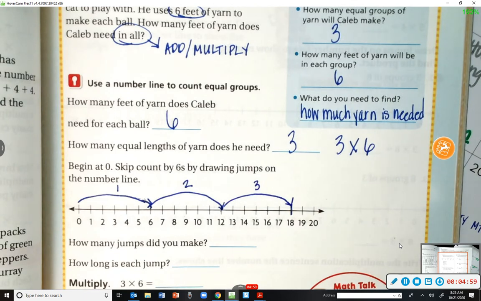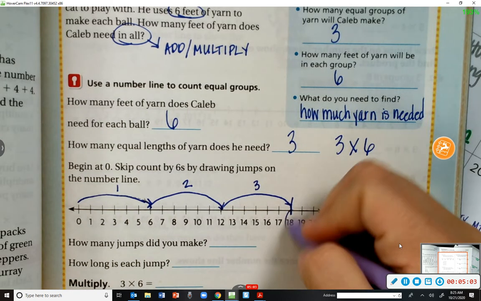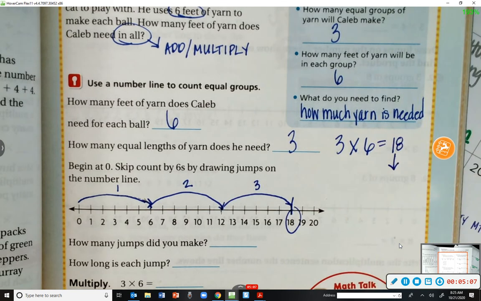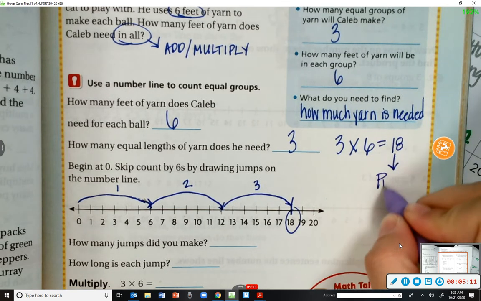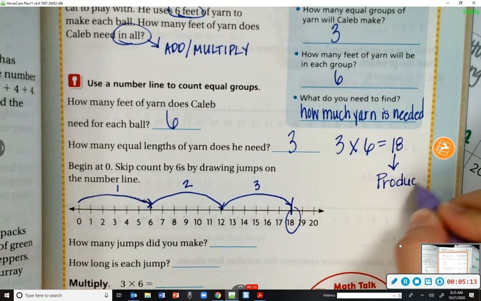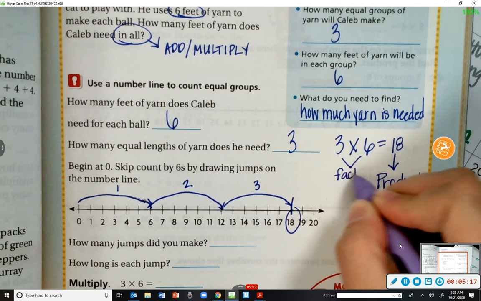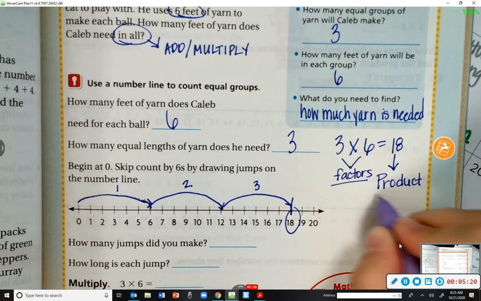So where did I stop at on my number line? 18. 18. So 18 would be my what? What do we call this? The answer is called? Product. Product. Good. What are the 3 and the 6 called? Factor. Factors. Now we're getting the hang of it.